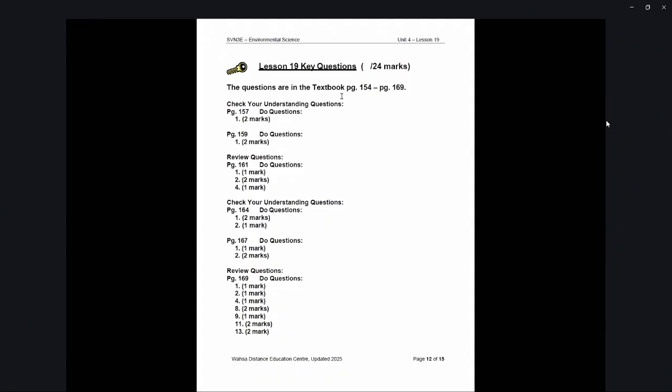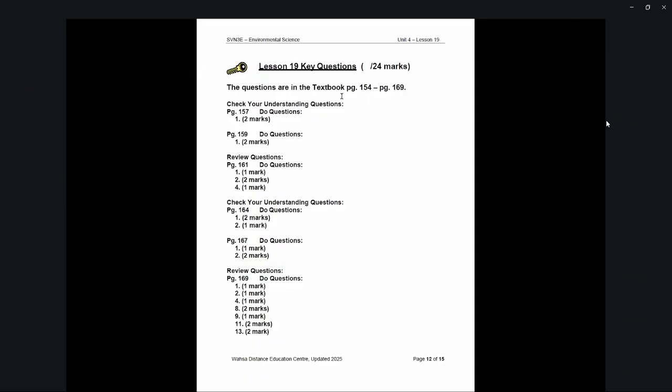So last night, if you recall, we began the questions in the textbook on page 157. Those were from section 6.1 of the textbook. And we did check your understanding questions at page 157 and page 159. All right. And then we did review questions on page 161. And those were from last night, section 6.1. Tonight we're on section 6.2. So we're going to switch and we're going to go over to review questions on page 169.